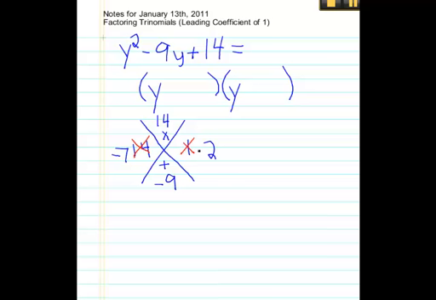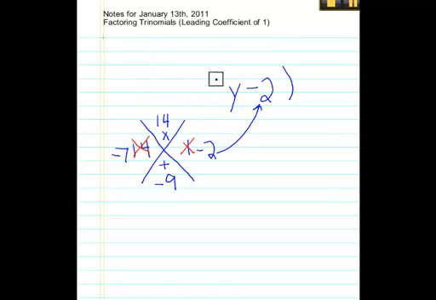So if it's the opposite of what we're looking for, we're going to change the signs on these two. A negative times a negative is still a positive 14, but a negative 7 plus a negative 2 now gives us negative 9. So our answer is y minus 7, y minus 2. The negative 2 can go there. The negative 7 goes there. And if we FOIL this out, we should see that it will give us the trinomial y squared minus 9y plus 14.